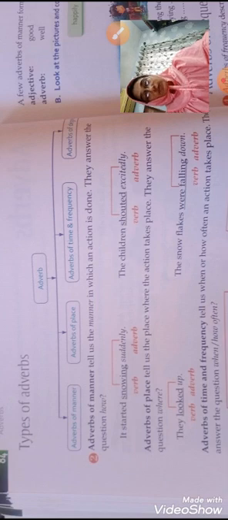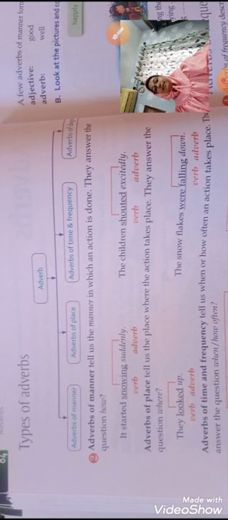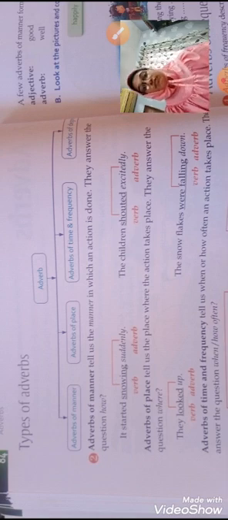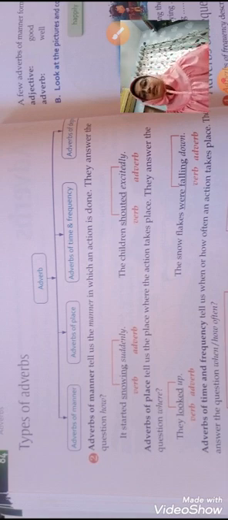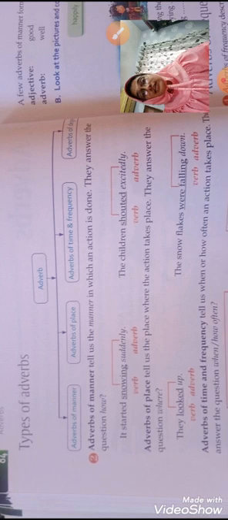So by asking the question how, where, when, and to what extent, the answers we get are adverbs. Moving on to types of adverbs, there are different types: adverbs of manner, adverbs of place, adverbs of time and frequency, and adverbs of degree. Now, adverbs of manner tell us the manner in which an action is done.